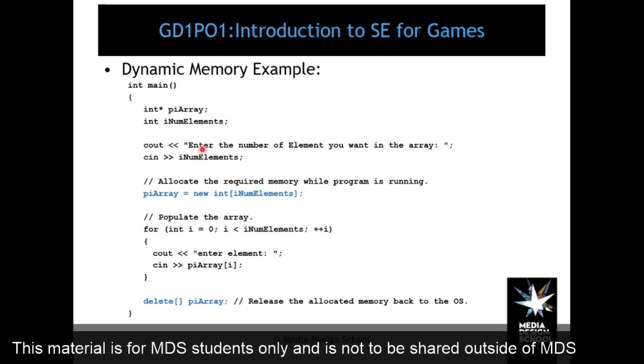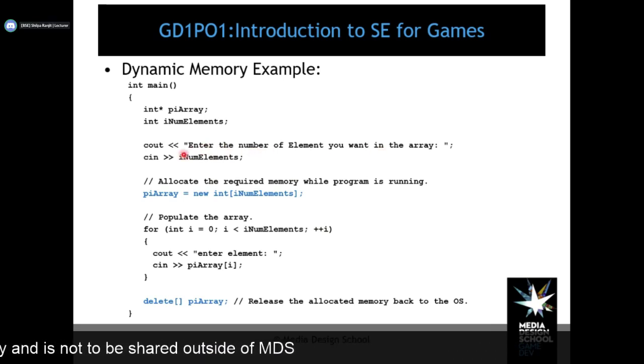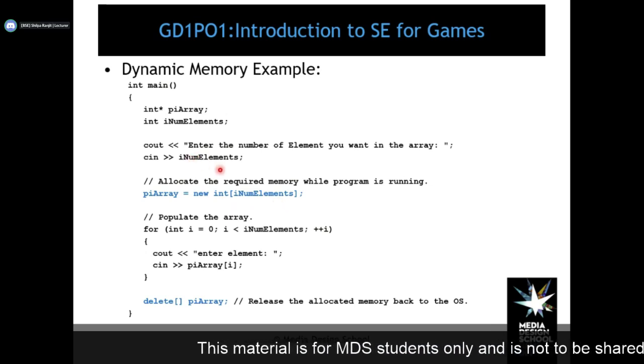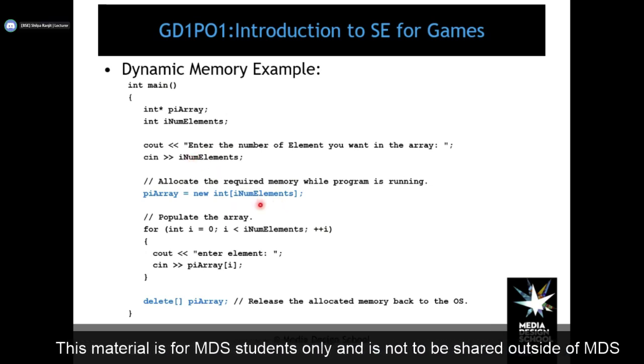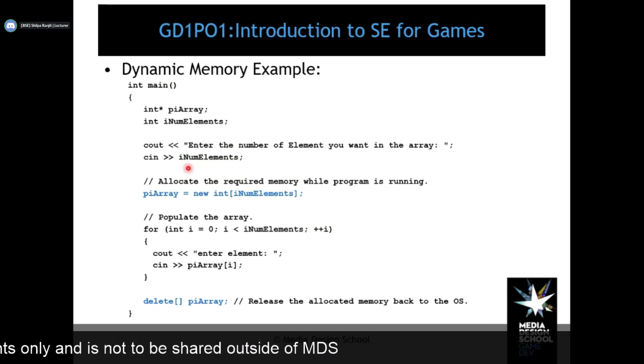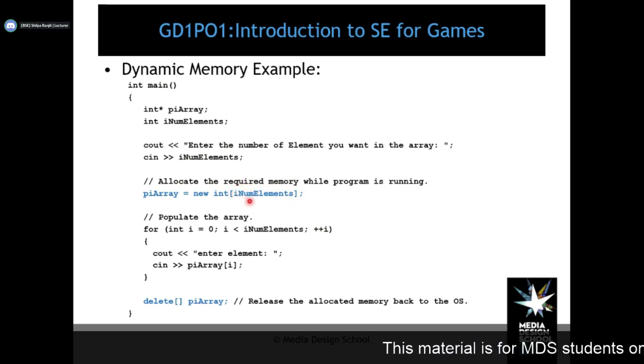This is where we come to the main use. You enter the number of elements that you want in the array, which I store in inum elements. And what I'll be doing next is pi array, which is an integer pointer array, equal to new int, and instead of giving a hard coded value, I'm giving inum elements. So at runtime it gets the value from the user. Maybe the user says 50. So at runtime it's requesting an array of 50 elements from the heap memory.